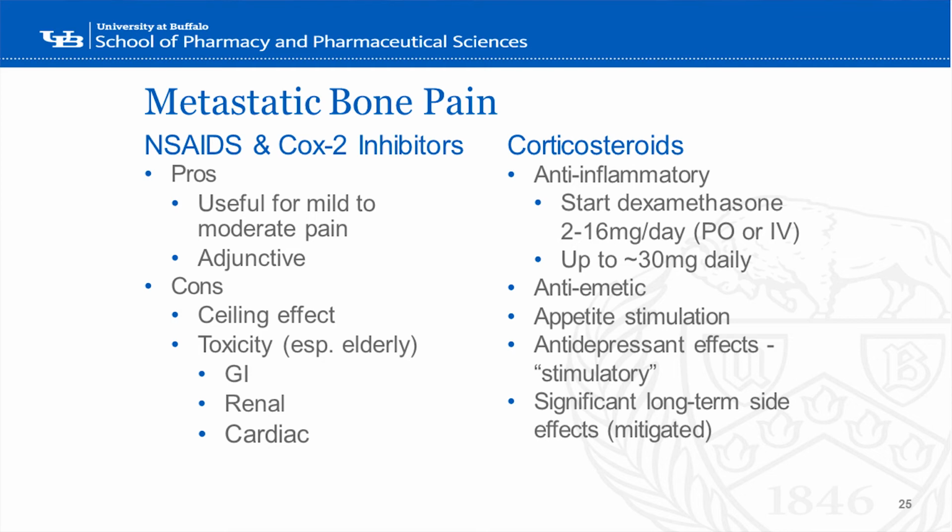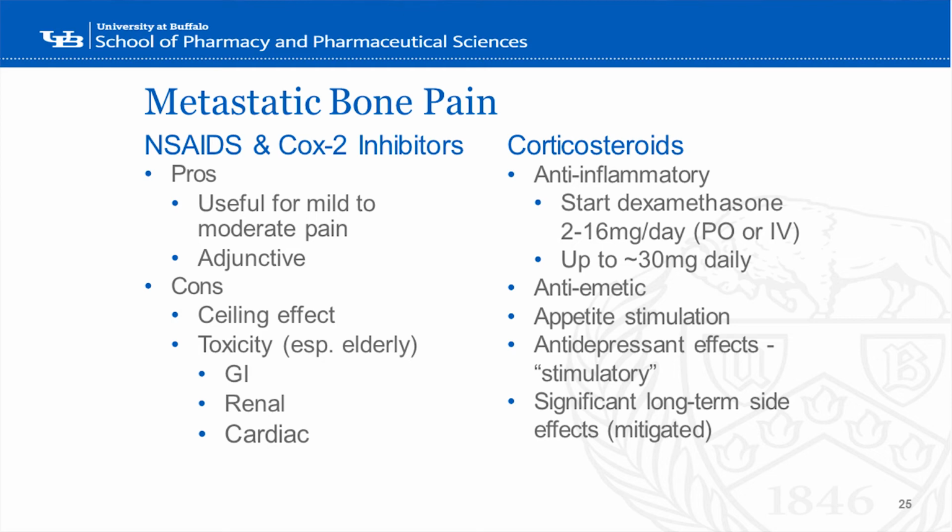So with the NSAIDs and COX-2 inhibitors, they are often useful for that mild to moderate pain and are adjunctive, as I stated. Unfortunately, though, they do have a ceiling effect. At some point, no matter how high you go with the dose, you're not going to get any more effect out of it. And especially in the elderly patients, toxicities including GI, renal, and cardiac become an issue in the use of these medications.